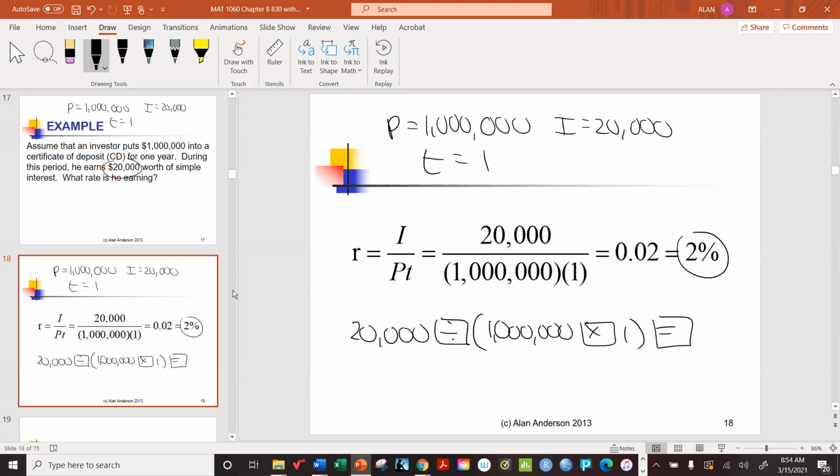All right, how do we go from here to here? If you multiply 0.02 by 100, you'll end up with 2%. All right, so that means in order for this investor to have earned $20,000 in this account, the rate of interest must have been 2%. Beautiful.